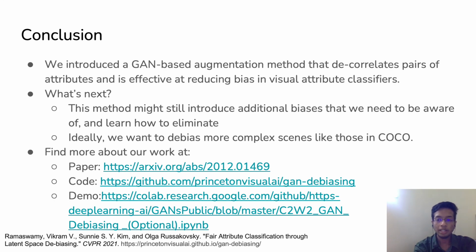To conclude, we find that our proposed method is effective in reducing bias in visual attribute classifiers. One current limitation is that this method just decorrelates 2 or maybe 3 attributes. It's possible that when doing this decorrelation, we are adding bias along yet another attribute. For future work, this is something we can try to measure and eliminate.